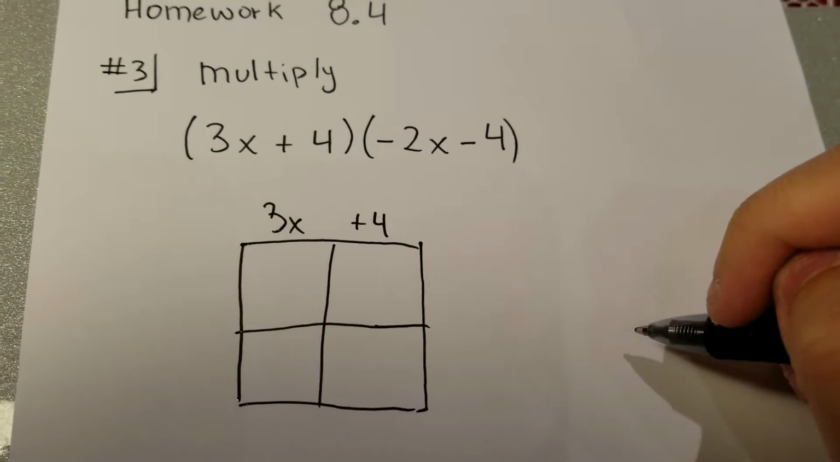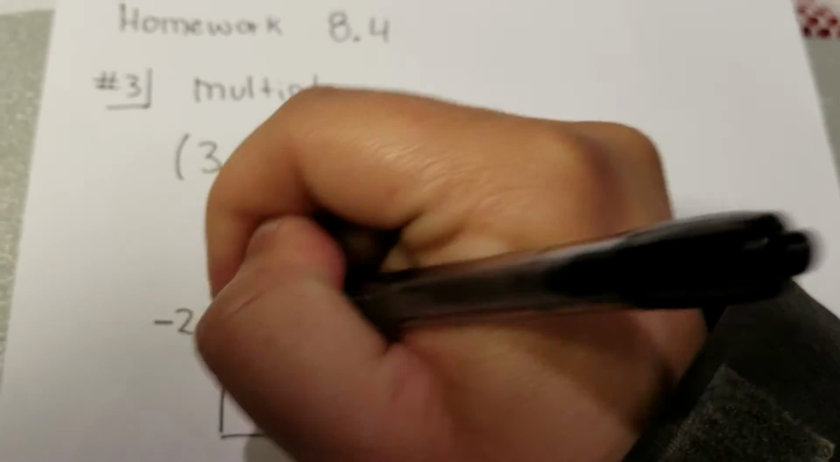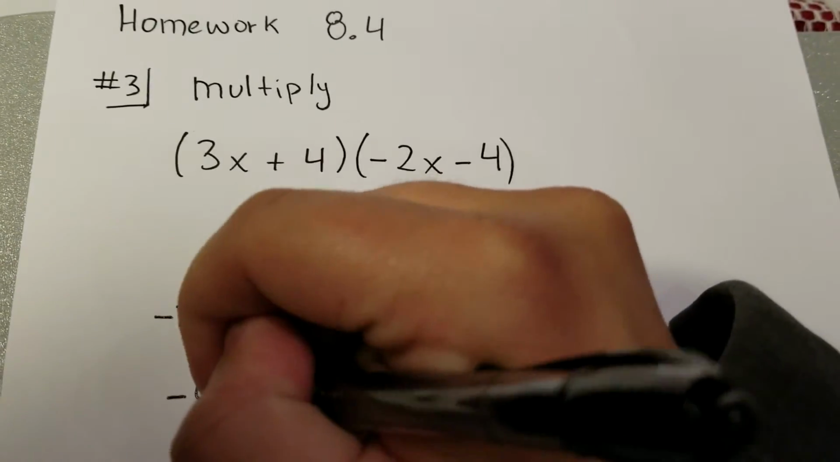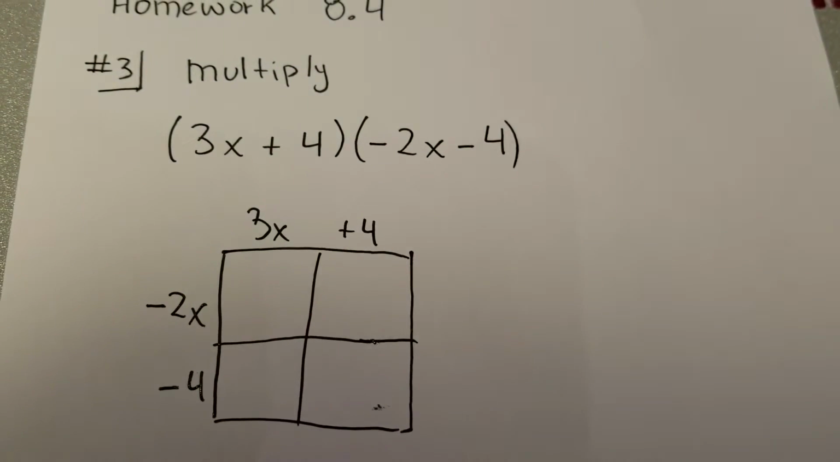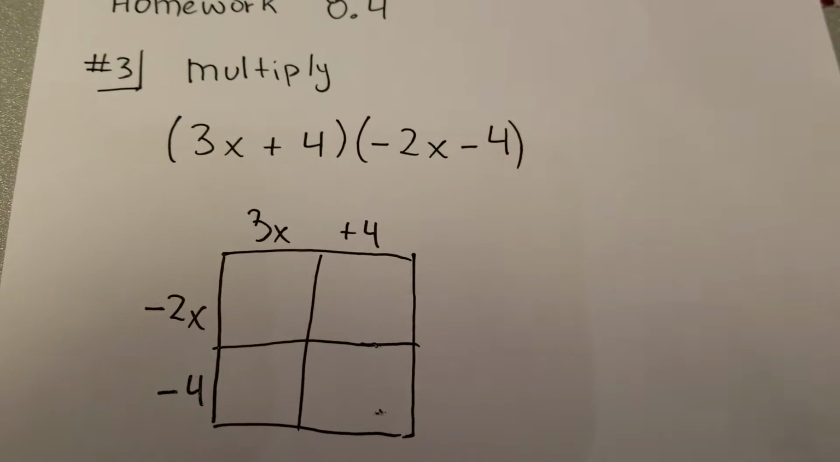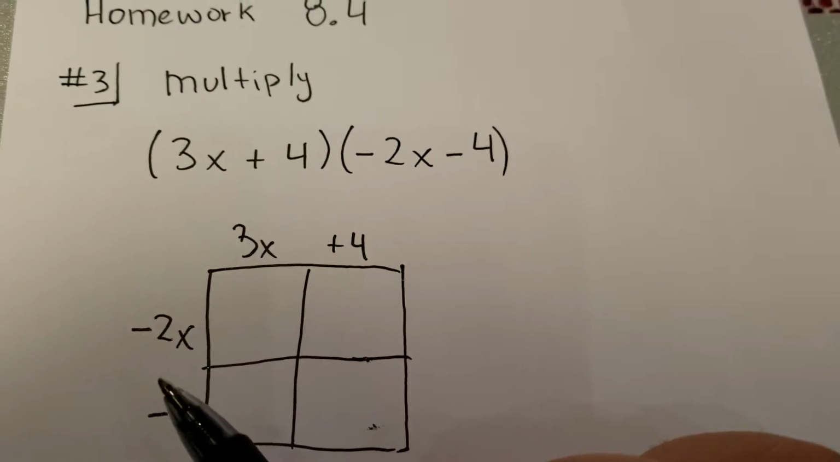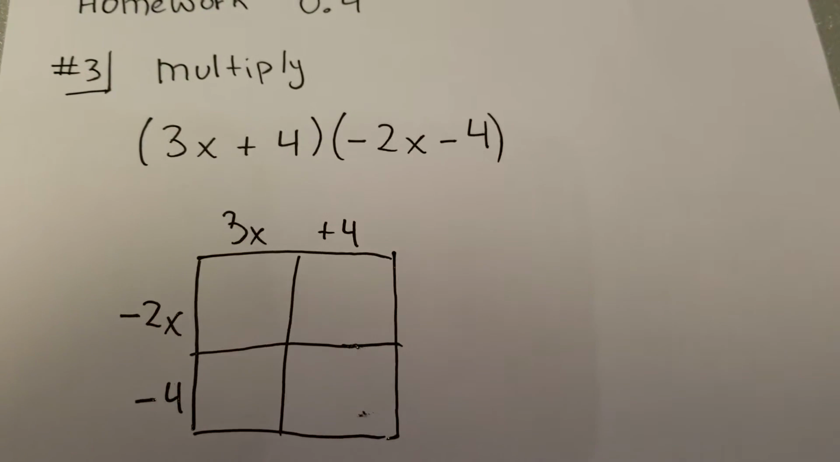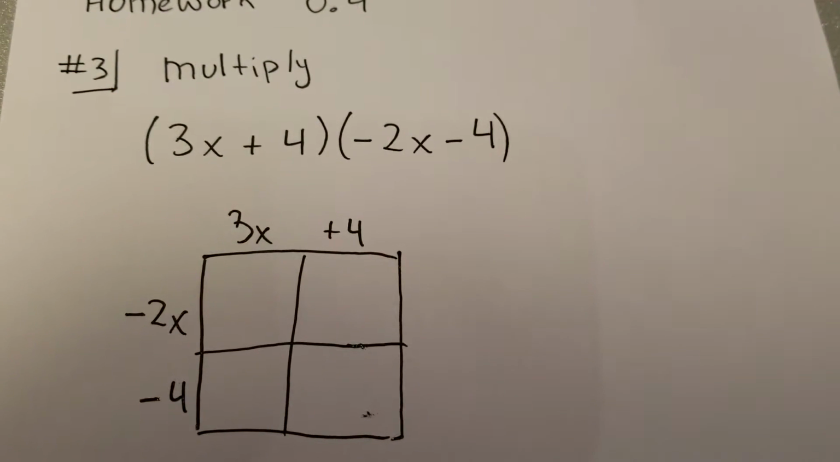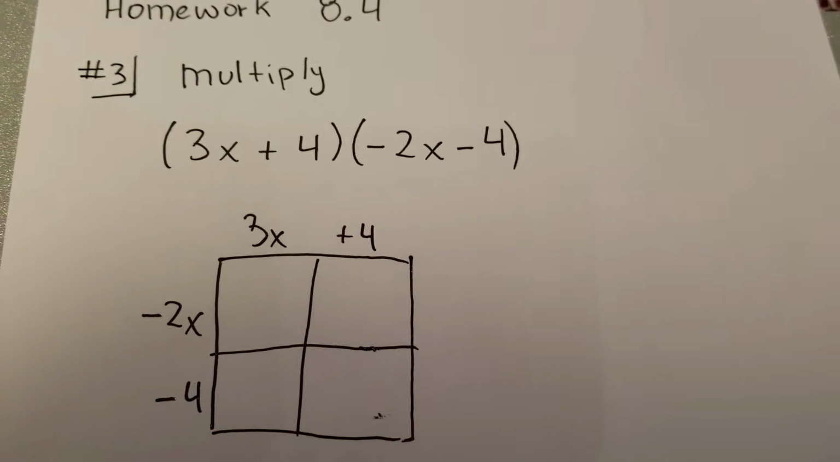The next one is negative 2x minus 4. We'll put that over here, negative 2x, and then we're going to keep the negative 4 right there. Now, again, you're going to ask me, does it matter? Is the 3x plus 4 here, or does it go here or here? And the answer is it doesn't matter, because 2 times 6 is the same as 6 times 2, correct?